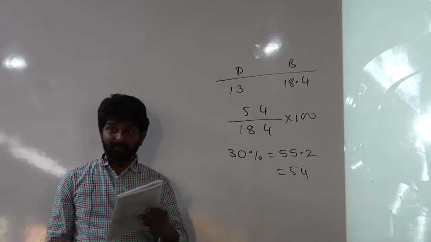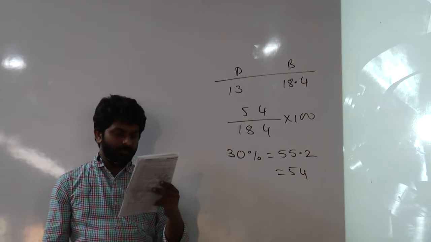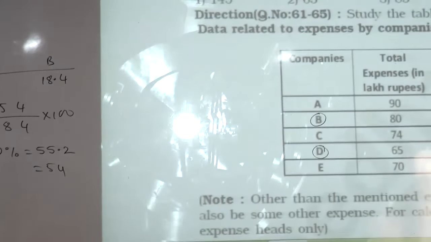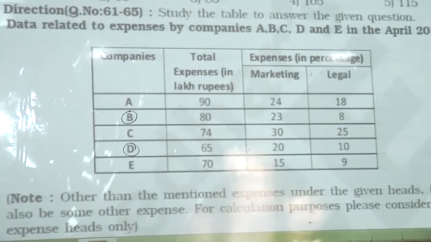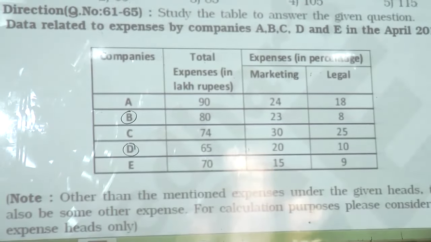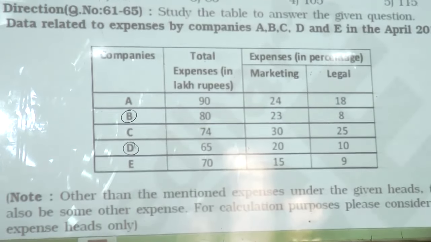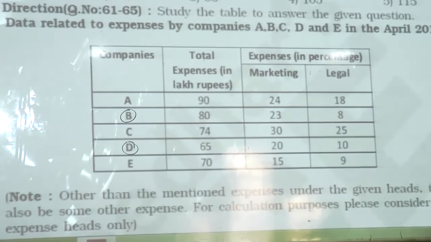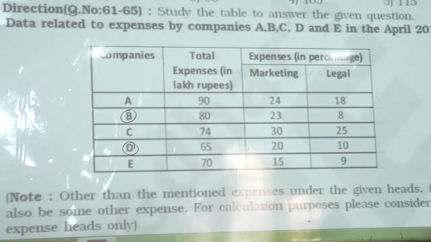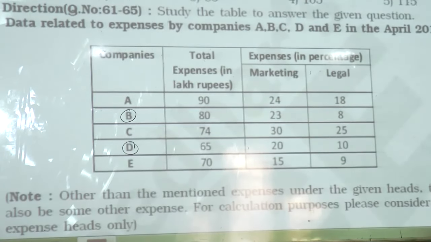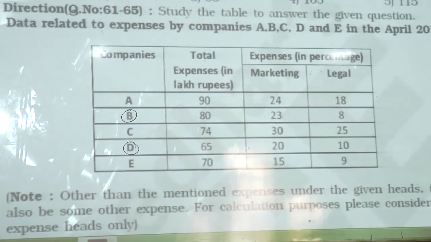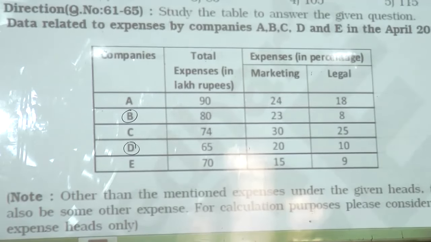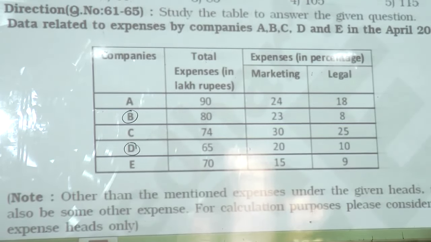What is the next question you asked? 64. Total expenses of company E in October 2012 was 20% more than the total expenses of the same company in April. This is in April. The data given is in April. Now they are talking about October. How much was the marketing expenses of the same company in October 2012 if it was 25% of the total expenses of the same month?